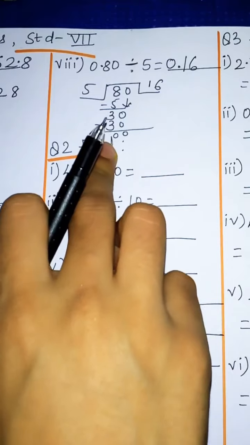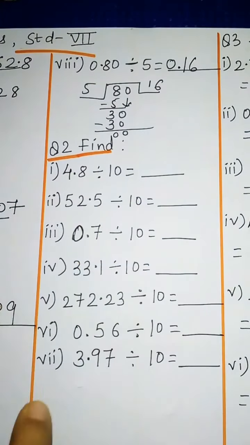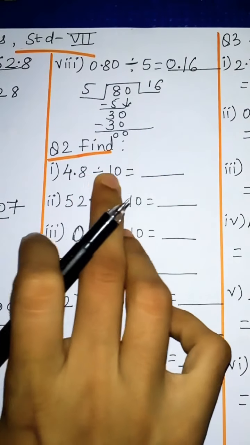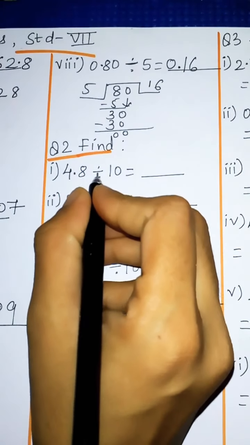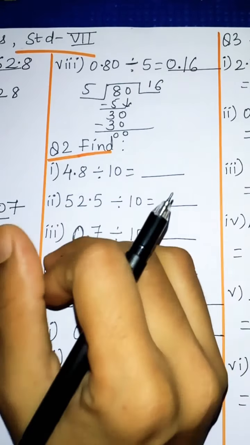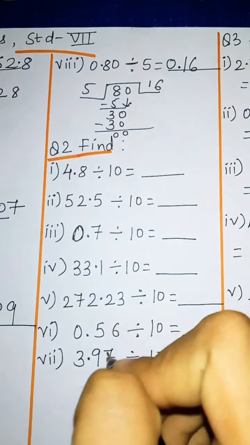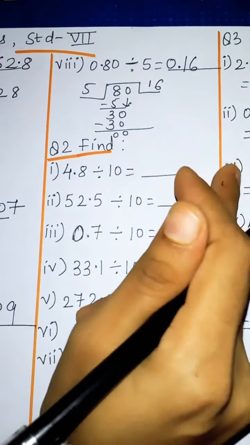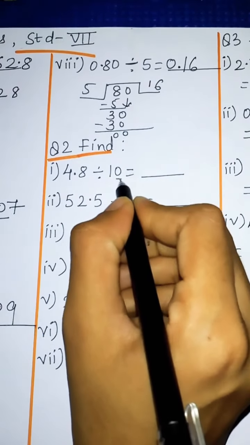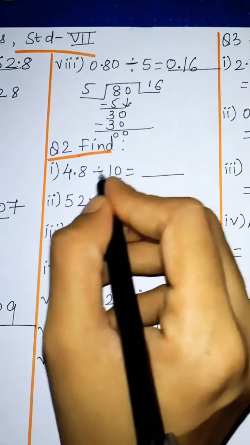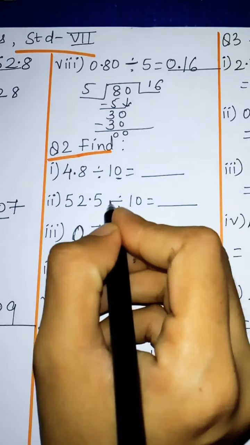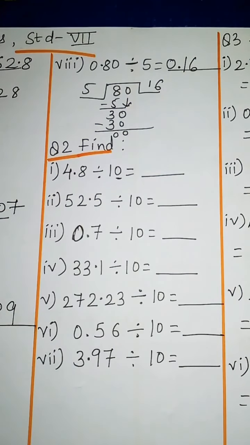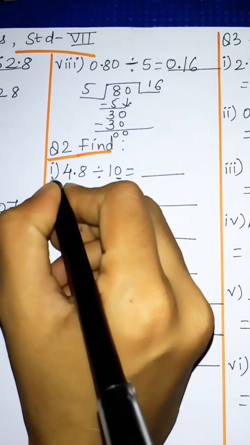Now question number 2 is again division, but it is division by 10, 100 and 1000. So we will see question number 2. Question number 2 is find. First one is 4.8 divided by 10. Now in the previous video we have seen multiplication by 10, 100 and 1000. In multiplication we shifted the decimal point to the right side. Now in division we will shift the decimal point to the left side.